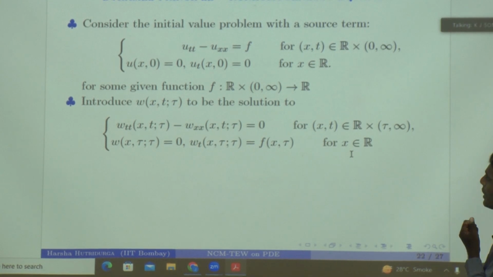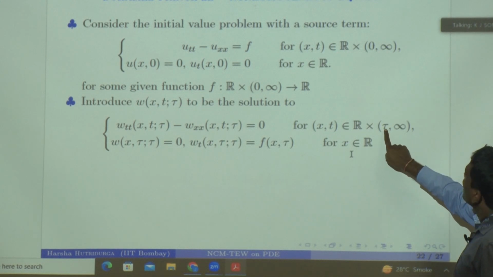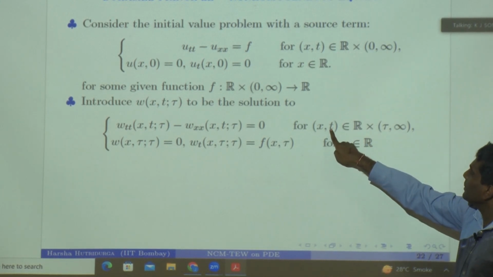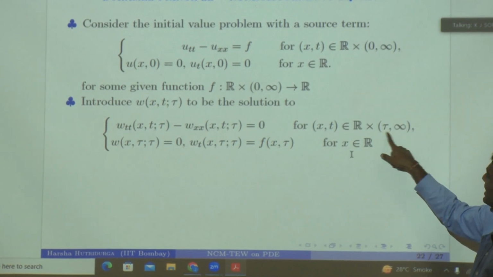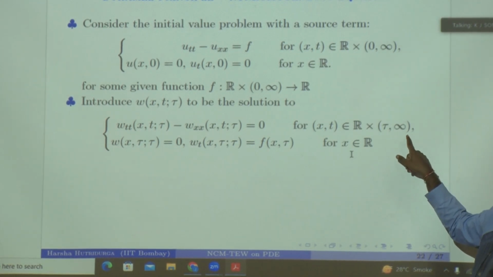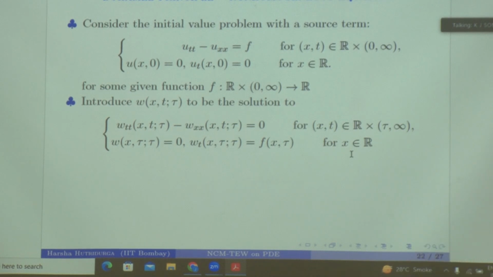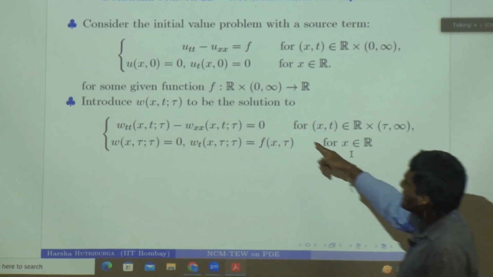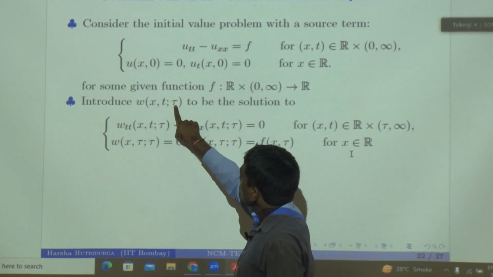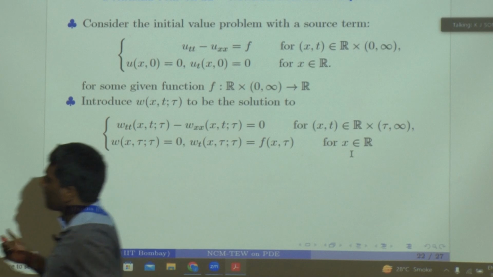It boils down to introducing a new function. Okay, what it does is, see here, this t is varying from tau to infinity. It's not varying in the interval 0 to infinity. We are trying to solve this wave equation where little t runs from 0 to infinity. What this little trick does is, you fix a tau.